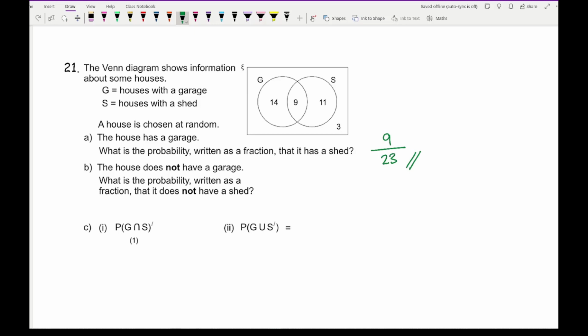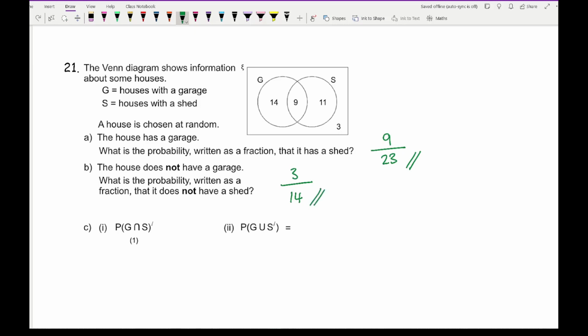The next question then says that house does not have a garage. So how many do not have a garage? Well, that's going to be 14 that don't have a garage. And the question says, what's the probability that it does not have a shed? Well, how many of those don't have a shed? Well, that's going to be 3 out of 14.